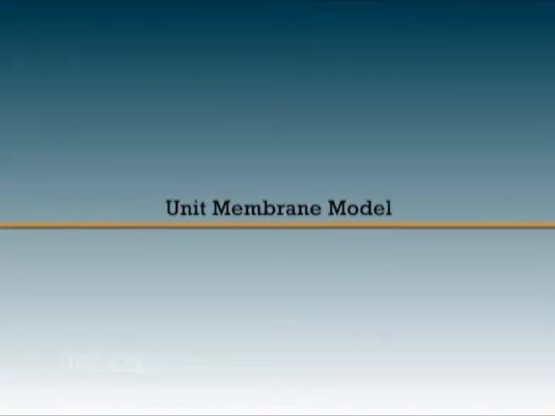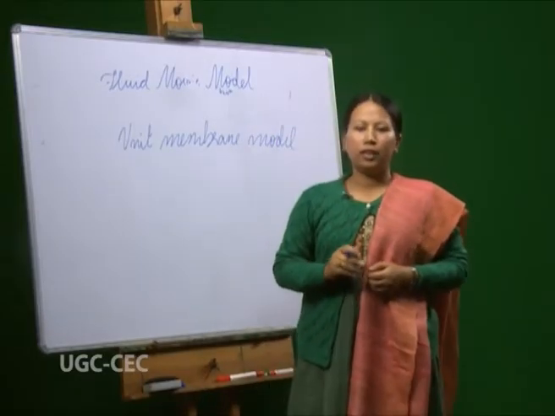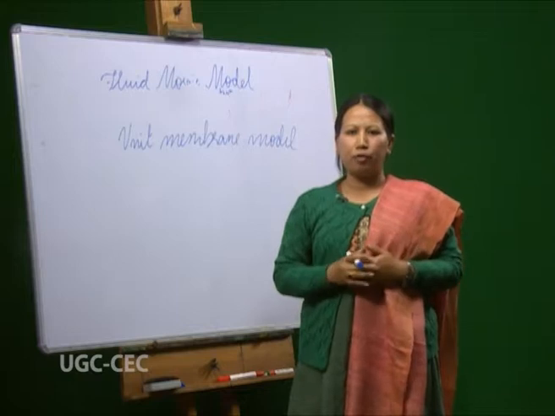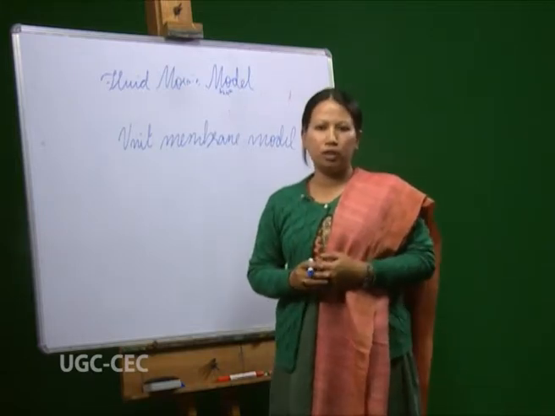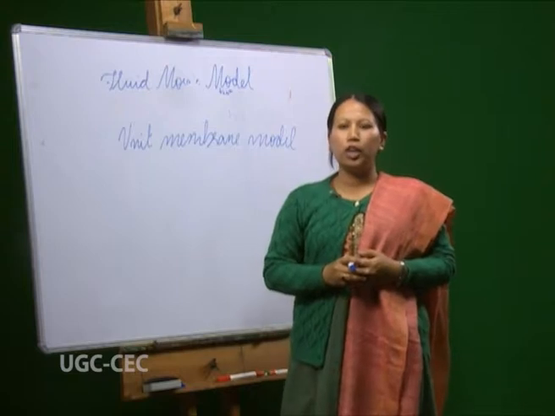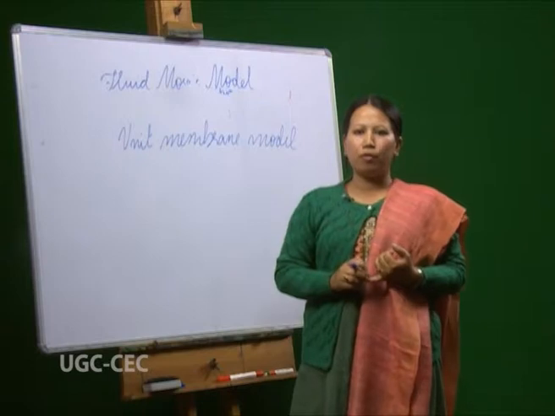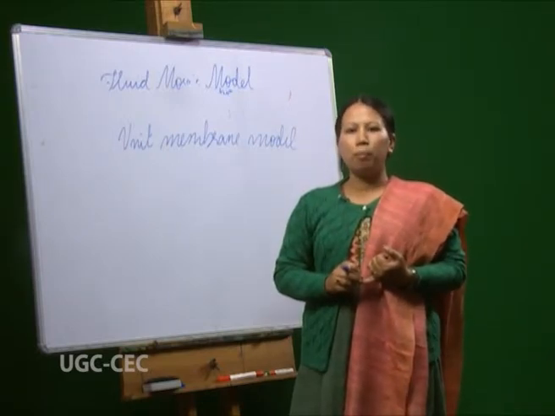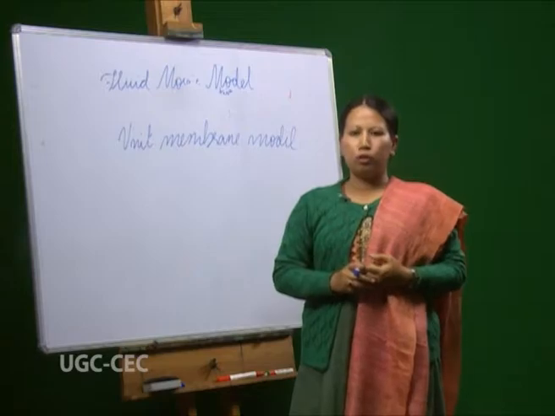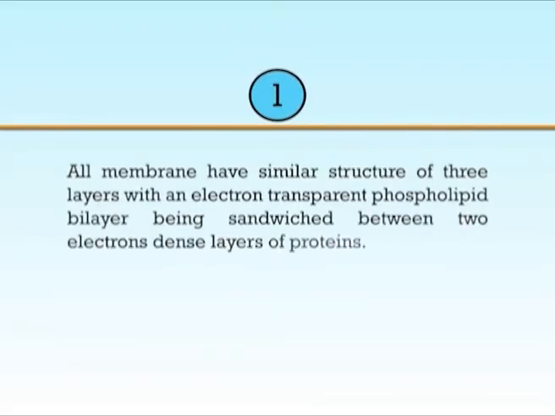Next, we'll see the unit membrane model. The hypothesis led by Danielli and Davson was modified and refined particularly by J. David Robertson in the year 1959 into the unit membrane hypothesis. Robertson worked on the plasma membrane of red blood cells under the electron microscope and gave the concept of unit membranes, which means that, number one, all membranes have a similar structure of three layers with an electron-transparent phospholipid bilayer sandwiched between two electron-dense layers of protein.